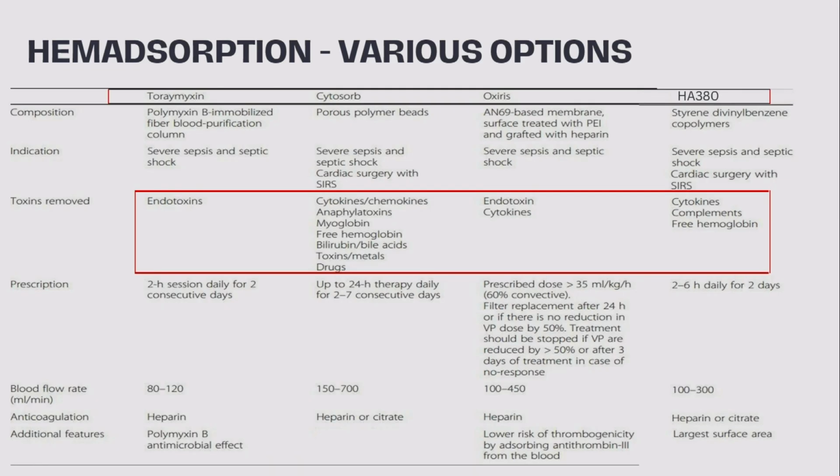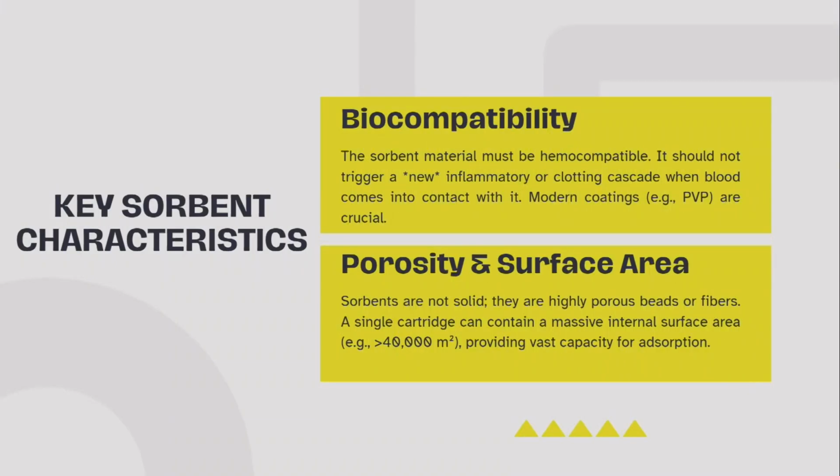But what are the key sorbent characteristics? It is the biocompatibility. It should not lead to any allergic reactions. Second thing, it is the porosity and surface area. If you look at most of the adsorbent cartridges, they are of 45,000 to 60,000 square meters, which equals almost 8 to 10 football fields. It is that enormous surface area, and that is the reason it removes the cytokines, leukotrienes, mediators of sepsis, DAMPs, PAMPs, endotoxins to a very large ability.